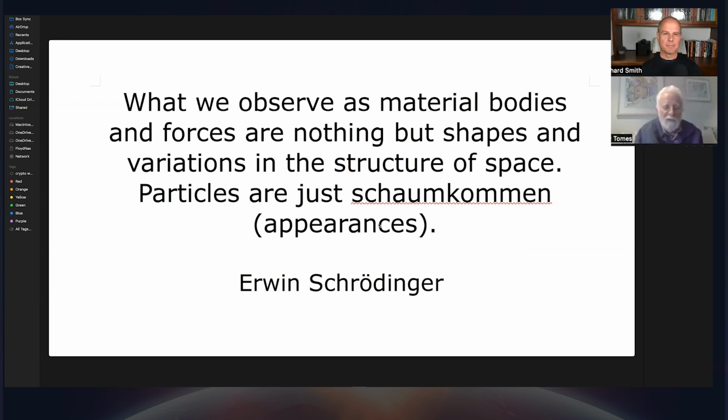Yeah. So he's saying all these bodies and forces are nothing but shapes and variations in the structure of space. Particles are just, I don't know how to pronounce that, Schoenkommen appearances. So I believe that's correct. He's not the only one. I found another one from Tesla. Shall I read you that?